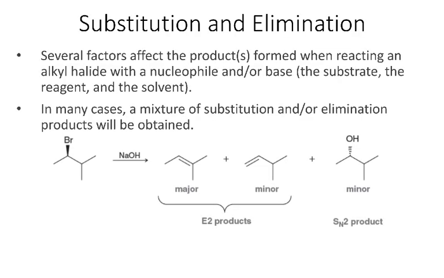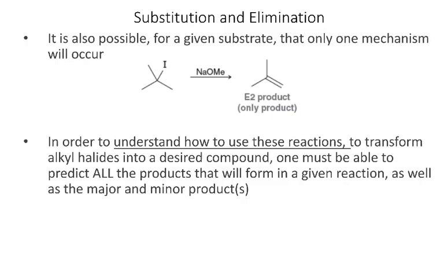So we've seen that a lot of different factors can affect what products are formed. We've seen that the substrate, the reagent, and the solvent all play an important role. In many cases, we'll get a mixture of both substitution and elimination products, and so we have to know how to predict all the different products that will be formed, and we need to be able to predict which ones will be the major products and which ones will be the minor products. Now, while it is true that we very often get a mixture of products, sometimes the conditions will favor forming just a single product.